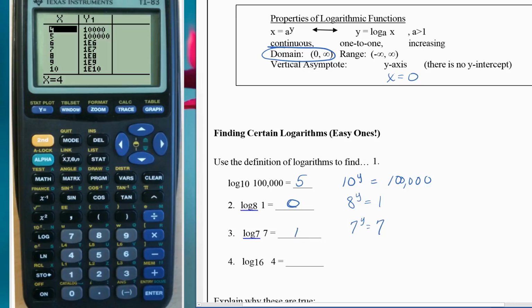And then this one, we want log base 16 of 4. So we want to know, what exponent do we put on 16 to get 4? Now notice 4 is the square root of 16. So how do we write the square root of 16 as an exponent? Well, that's the same as 16 to the 1/2 power. So our log base 16 of 4 is 1/2.